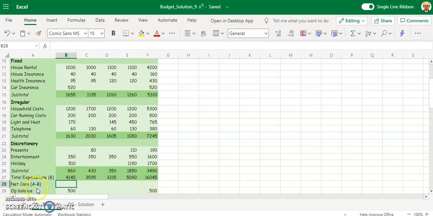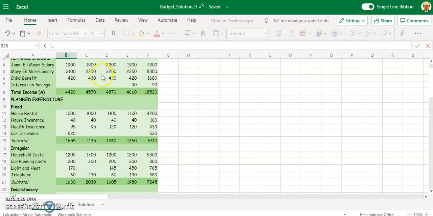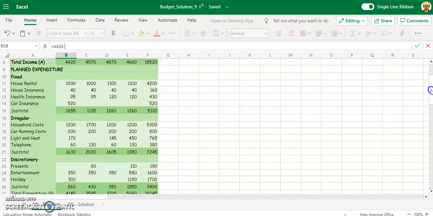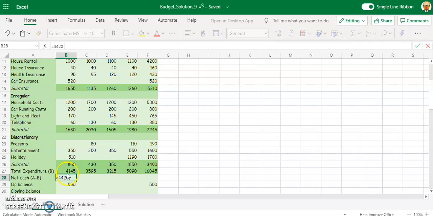So to get our net cash, it's going to be A minus B for January. So you're going to find what A is. A is 4,420. In your calculators, you're going to put 4,420 and take away B for January. So how much is B for January? It's here, 4,145. So after you take your total expenditure away from your total income for January, we've got 275 left over.